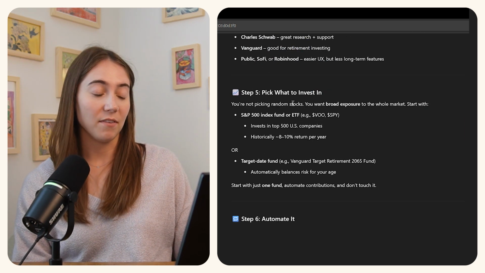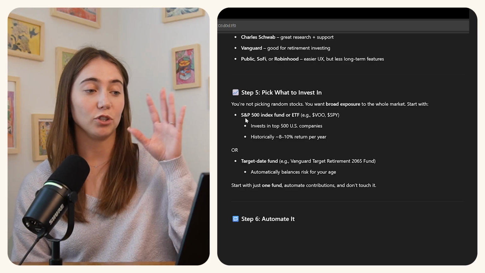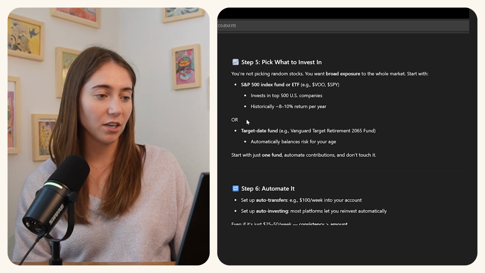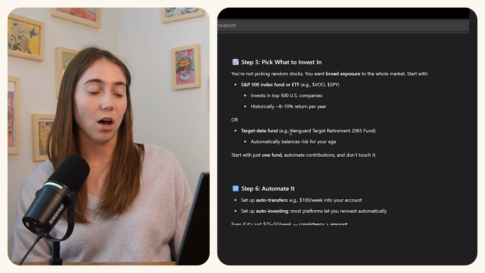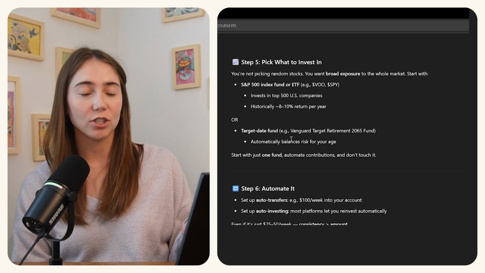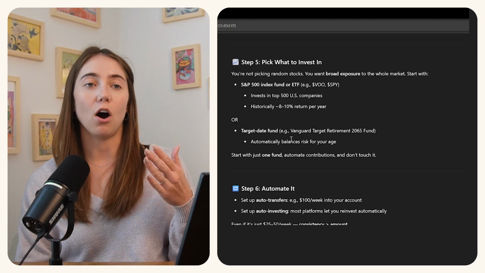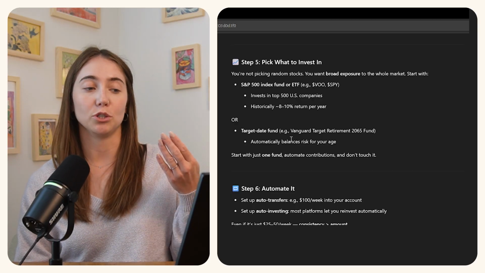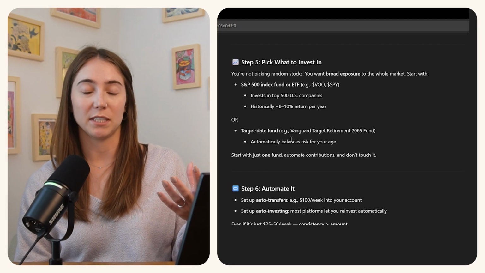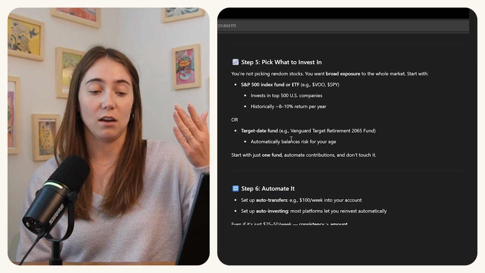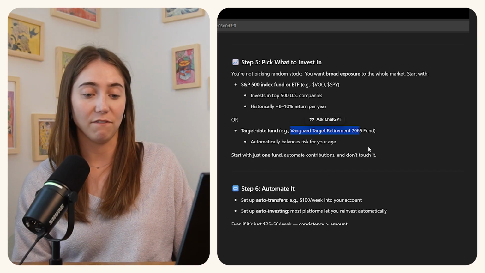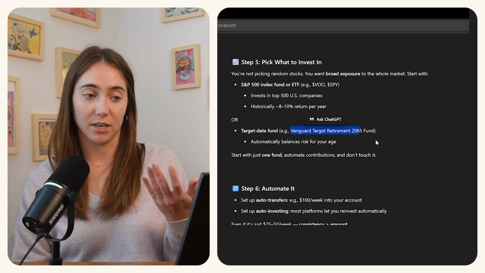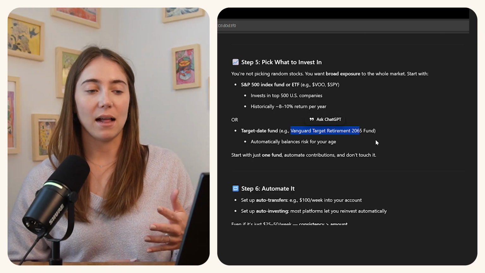Step five, pick what I'm investing in, and it's telling me I can invest in exposure to the whole market using the S&P 500, or I can do a target date fund, which is automatically balancing risk for my age. So this is a great option if all you're doing in investing is planning to retire. Then you can pick something very specifically of, I think I want to retire in 40 years, which is what it's given me here. So the Vanguard Target Retirement 2065 Fund. So it's 2025, so 40 years from now it's 2065, and it's going to balance it based on risk.